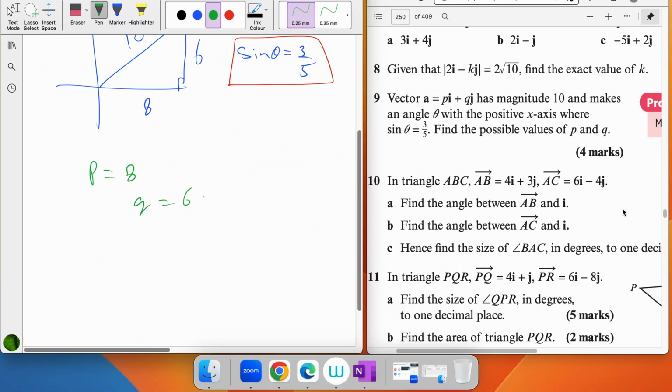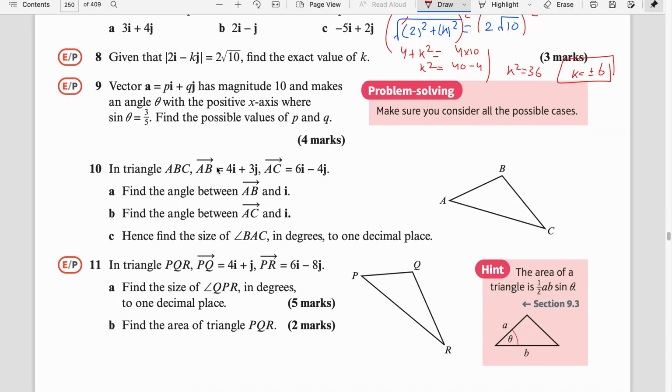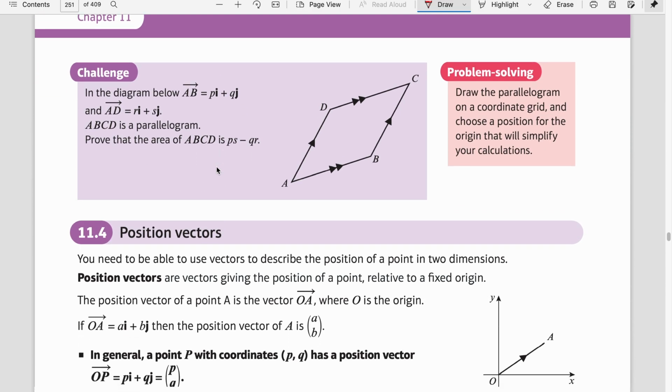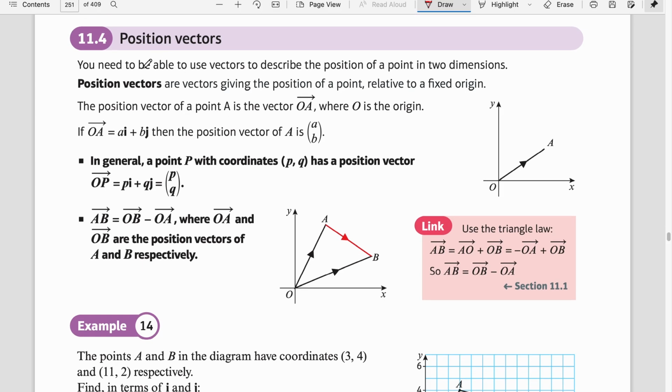Okay. And these are just questions with different statements. Do go through them if you find any confusion. Okay. Now this is position vector part.